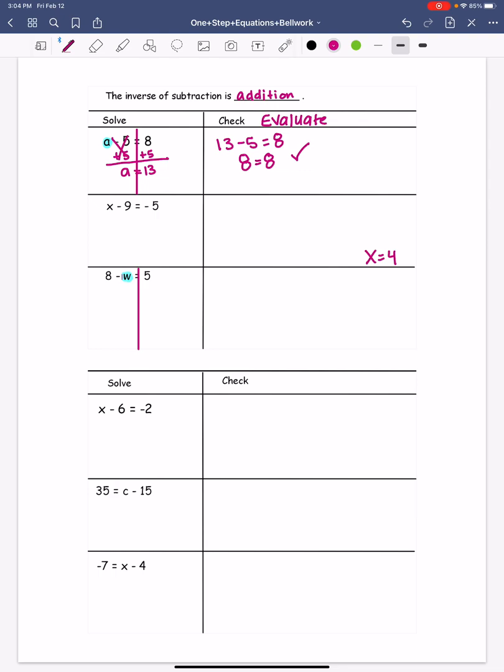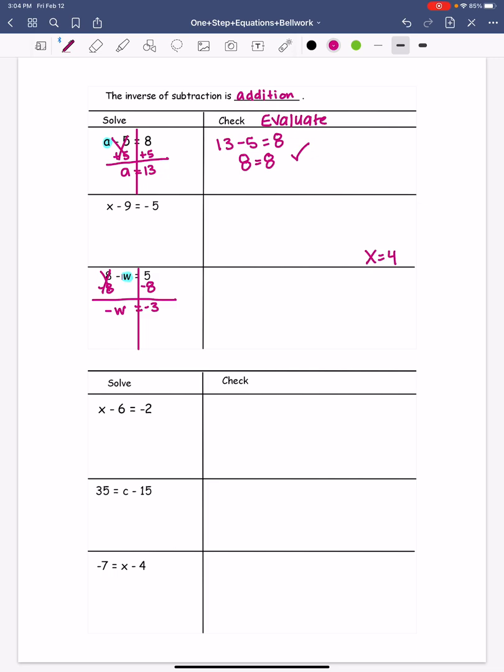But we can start the same way that we've been starting and saying, hey, that positive 8 is keeping that W from being alone on this side. So we're going to subtract 8, keep our equation balanced, and do it on both sides. Now we have negative W, or negative 1W, equals negative 3. 5 minus 8 is negative 3. But again, we don't want this negative here. So we're going to have to come up with a way to get rid of it.